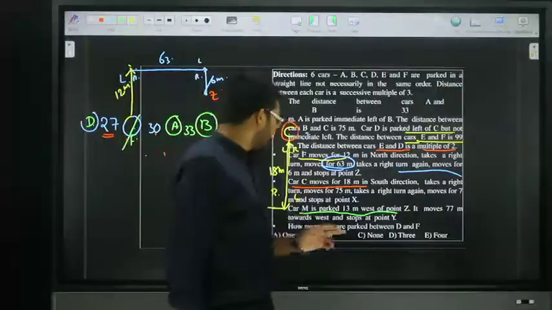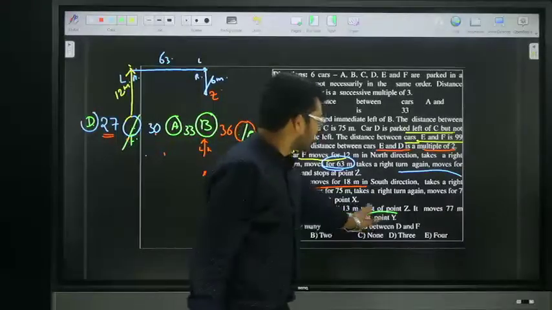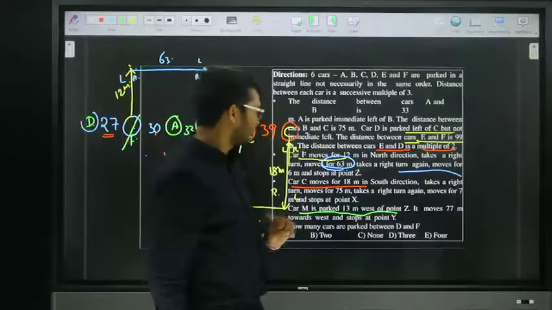Next, go for the next one. What is the statement? Car M is parked 13 meter west of Z.